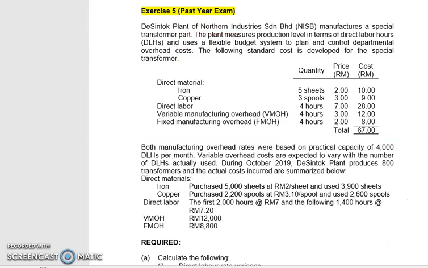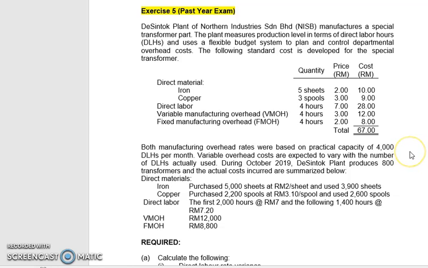Okay, let's see the question. The Sintok plant of Norton Industry manufactures a special transformer part. The plant measures production level in terms of direct labor hours and uses a flexible budget system to plan and control departmental overhead costs. The following standard cost is developed for the special transformer. So this is the information: direct material for iron and copper, direct labor, variable manufacturing overhead, fixed manufacturing overhead. Both manufacturing overhead rates were based on practical capacity of 4,000 direct labor hours per month.